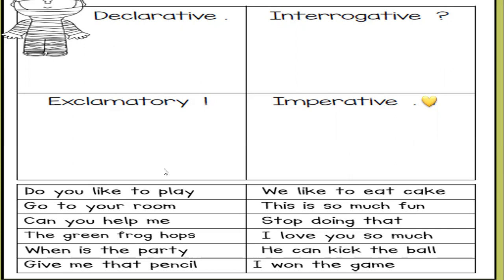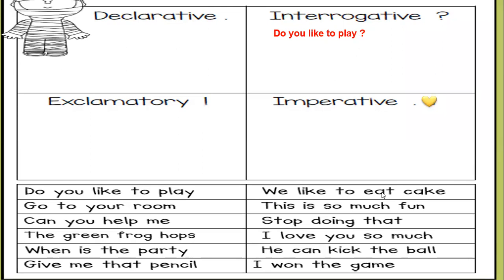Great, okay. Any more answers, please? Do you like to play? Where exactly do we put it? Mister, I sent it by mistake. Yes, okay. So, do you like to play: it's an interrogative sentence and it ends with a question mark.